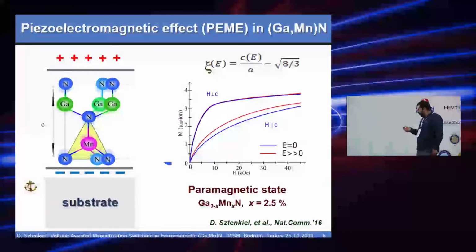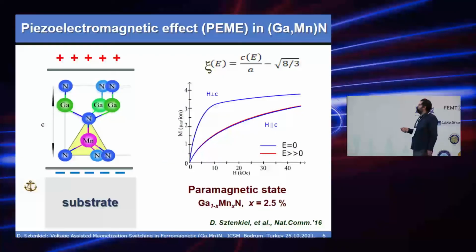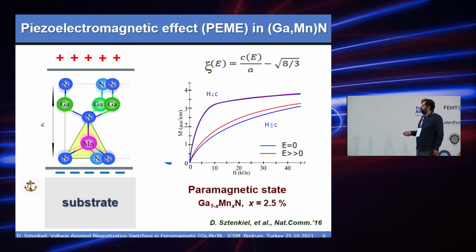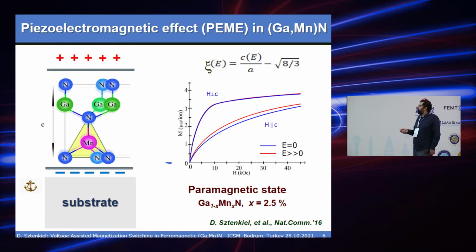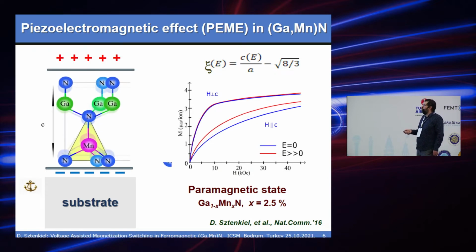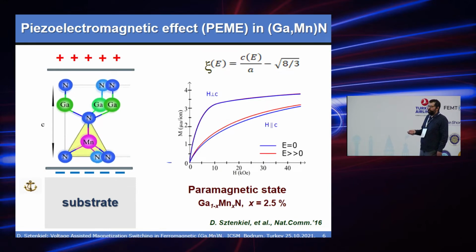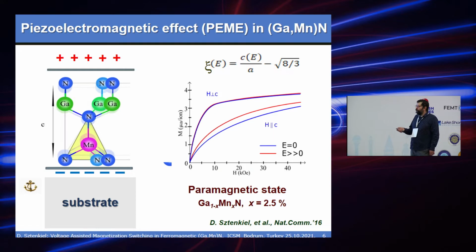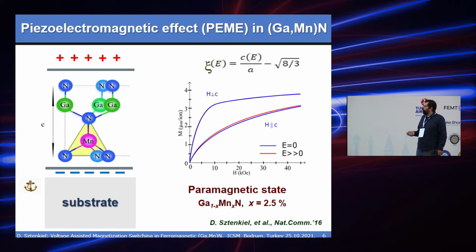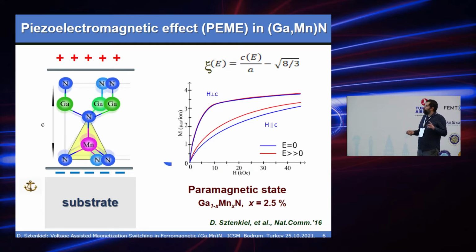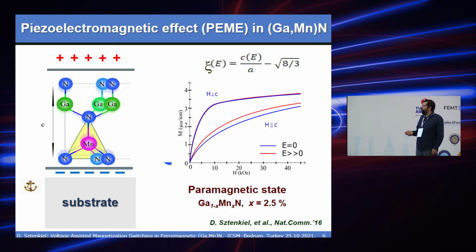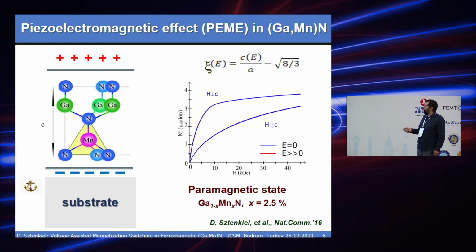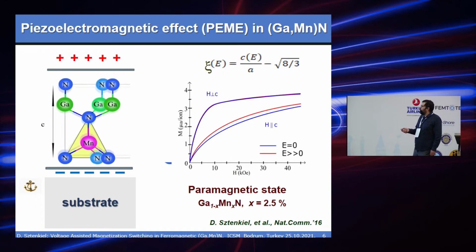Previously we investigated this effect in the paramagnetic state of our material, characterized by a low concentration of manganese ions. We apply a voltage difference to our material. Here is the z-axis, which is also the growth direction, and through the inverse piezoelectric effect we change the thickness of our material. So in fact we change the c lattice parameter, and in this way we control the single ion magnetic anisotropy of the manganese ions. So we also change the magnetic signal.